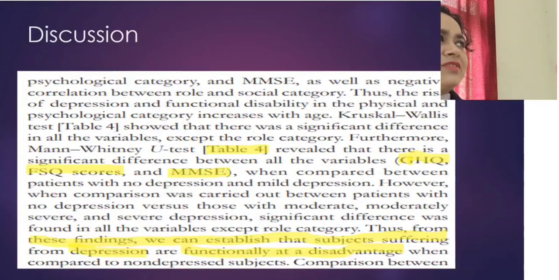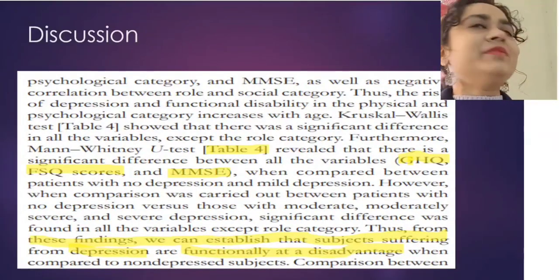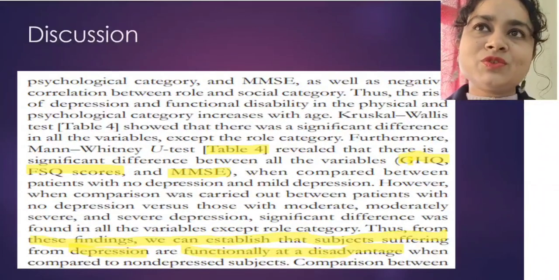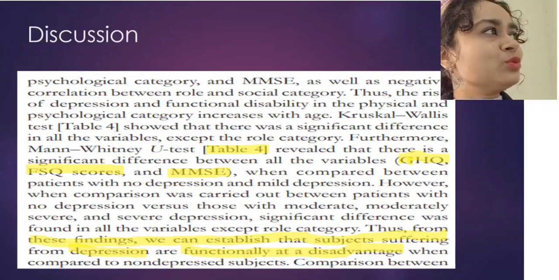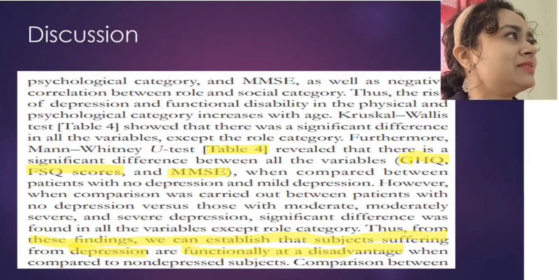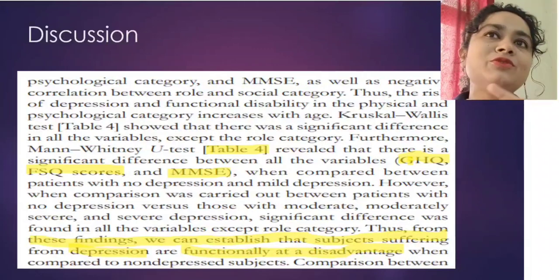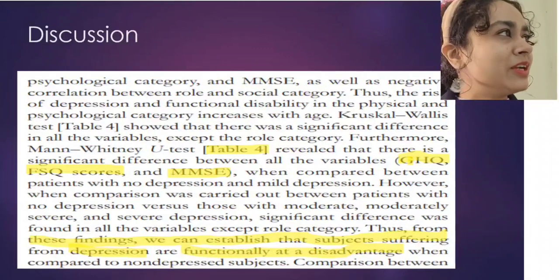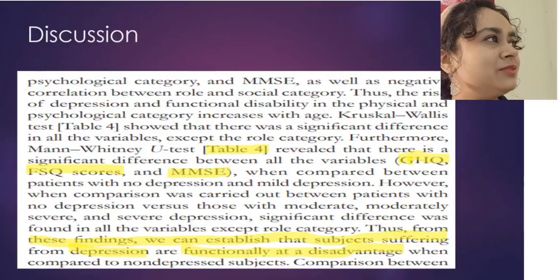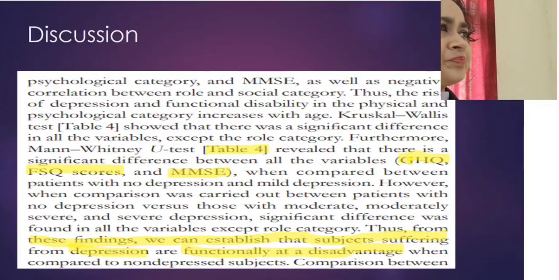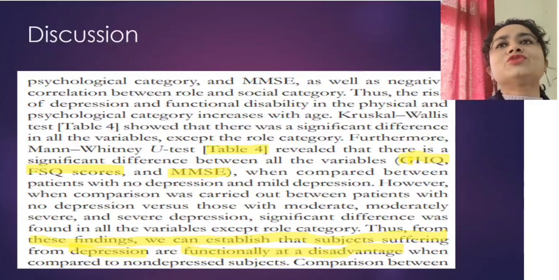So again, I skipped through a lot, but when we are discussing the results, especially the analysis, we had used the Mann-Whitney U test for analysis. And mention the table so that it is easier for people to go back and look at it. And then the variables which were studied, so GHQ, FSQ, and MMSE. And then just what was expected and what was found.